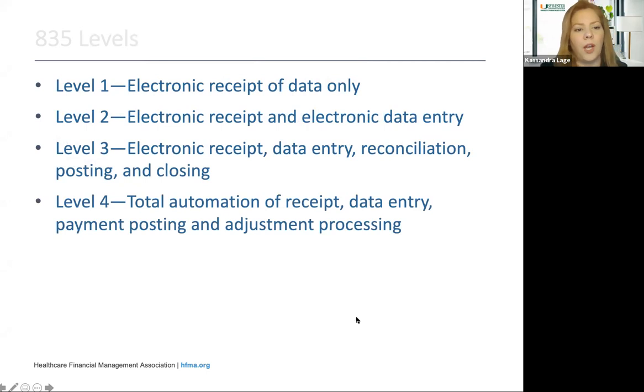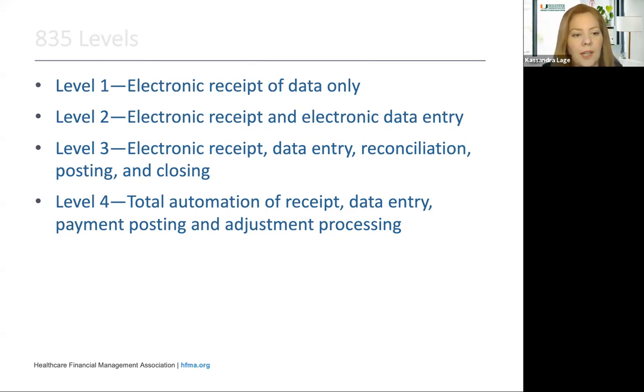Level 1, electronic receipt of data only. An electronic remittance advice is received and the information is printed. The printout is then processed the same day as a paper remittance advice. The advantages include saving mail time for the remittance and a standardized format for data entry.